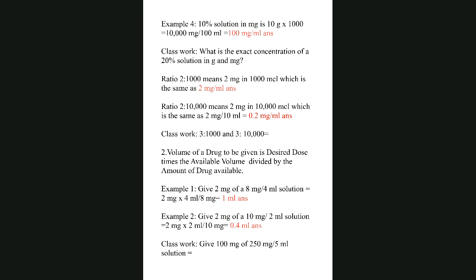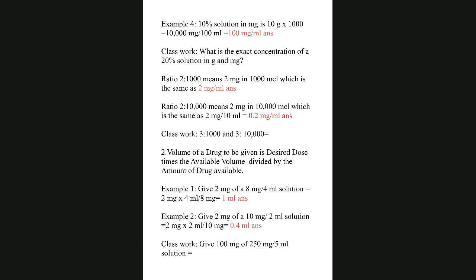So it is the volume of drug to be given, right? That is the desired dose, that's the dose that you are supposed to give, times the available volume, that's the amount of fluid, divided by the amount of drug you have, right? So desired dose, what you are supposed to give, times the volume or fluid available, and the amount of drug that is in that fluid.